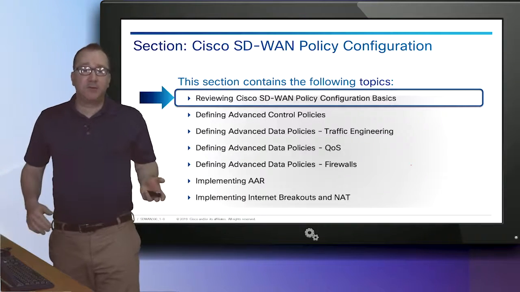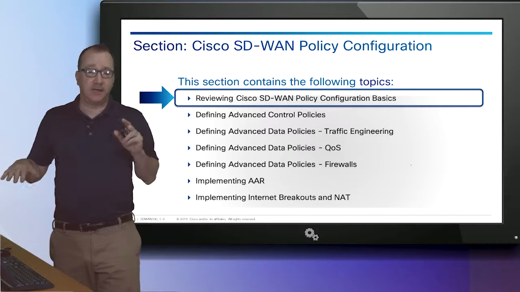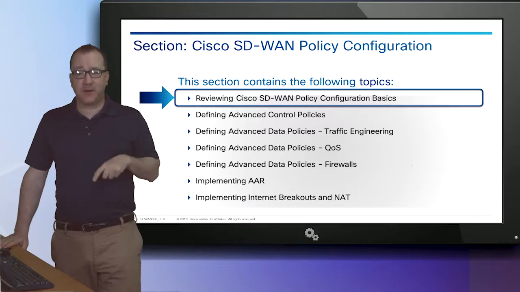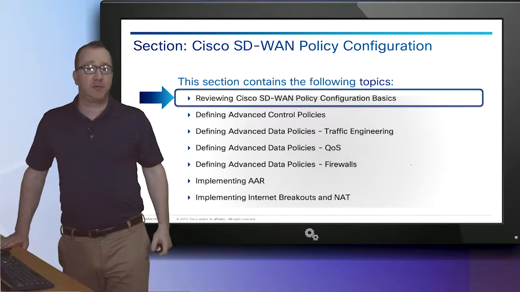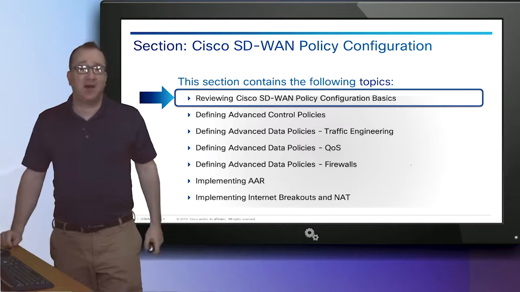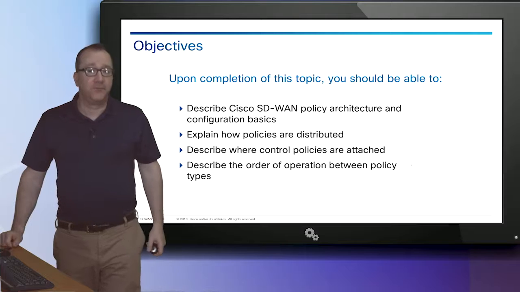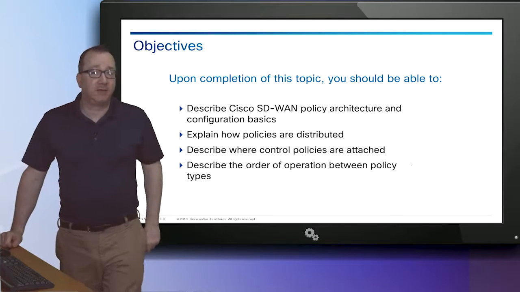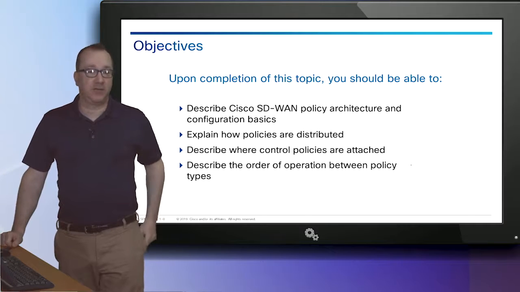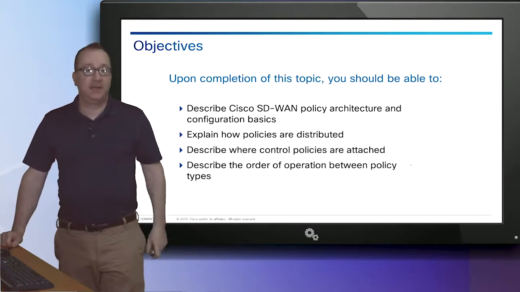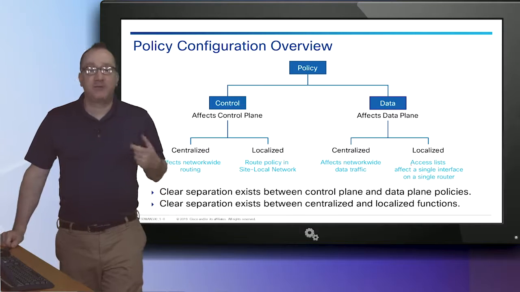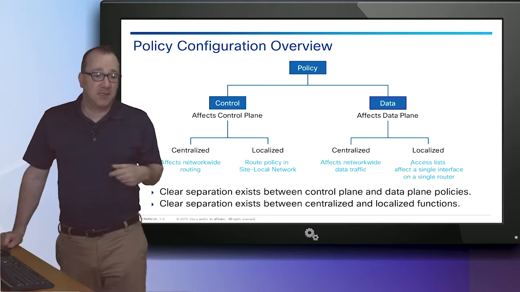We're going to review the SD-WAN policy architecture and configuration basics, and basically how they're distributed, where they're going to get attached to the system, and the order of operations. The order of operations ends up being relatively important here, so that we make sure we classify the correct traffic and then act on it. When we're done with this, you'll be able to describe how the policy architecture works, what the basics of the configuration are, how policies are distributed and attached, and what the order of operations is.